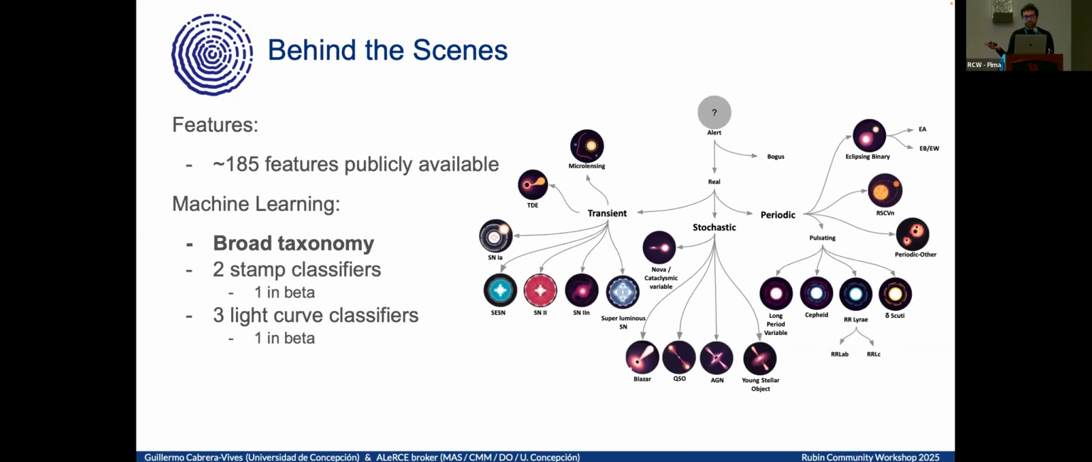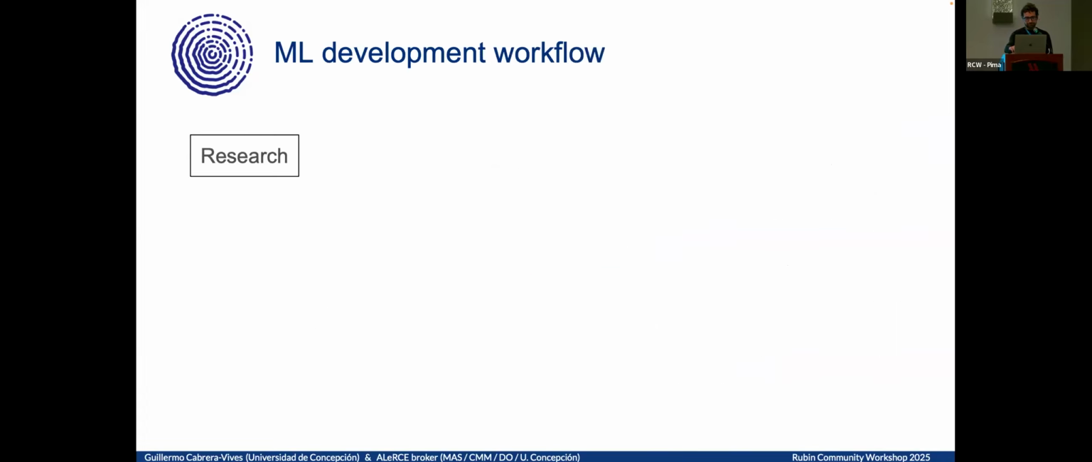And behind the scenes, what we do is we calculate around 185 features that are publicly available. You can get access to them through the database. And we also have a lot of machine learning models running behind it. Alerce works with a broad taxonomy. So we have from microlensing events to supernova to blazars, Cepheids, pulsating periodics, eclipsing binaries, and a lot. A huge taxonomy. So if you're interested in any of these, you can get access to them through our interfaces.